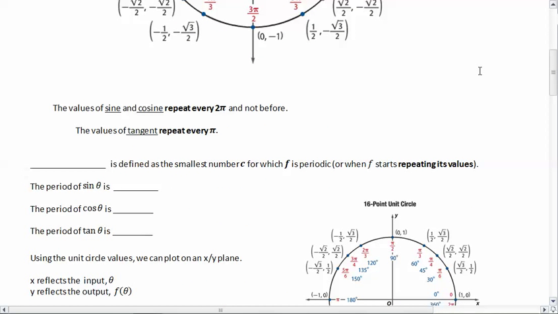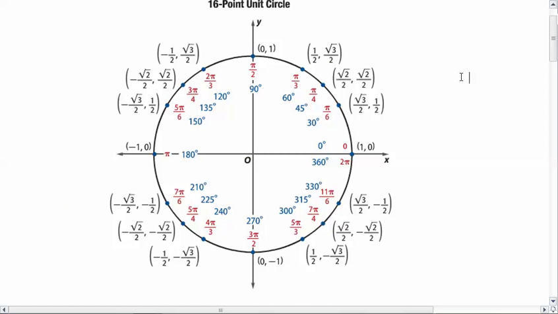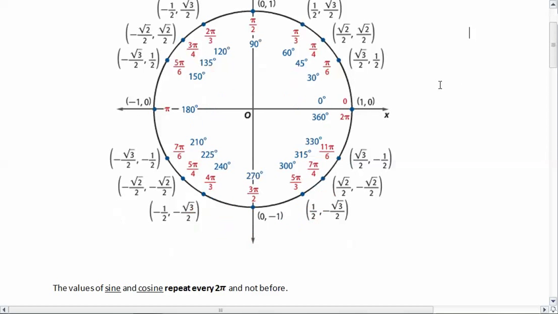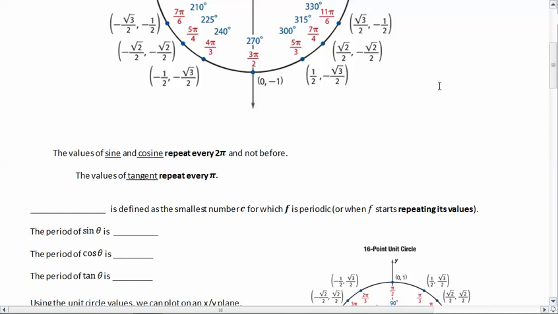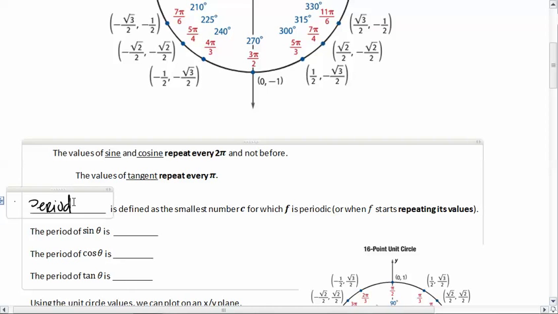So the values of sine and cosine repeat every 2 pi. So that's an important thing to remember. If we go around these values, all of these xy's are unique until we go around for another period. And so this 2 pi we call our period for sine and cosine. For the values of tangent, these actually are going to repeat every pi.